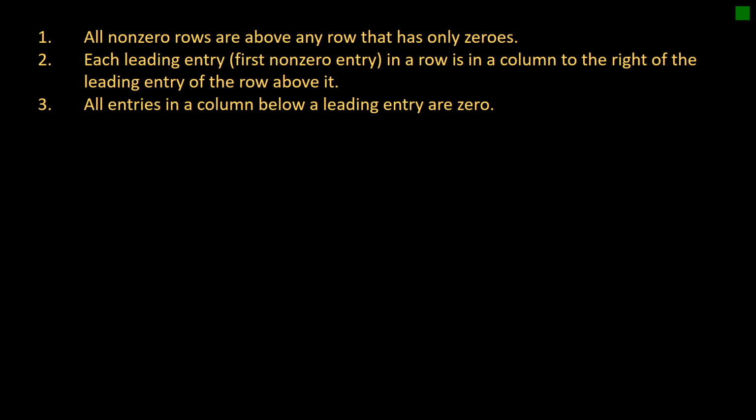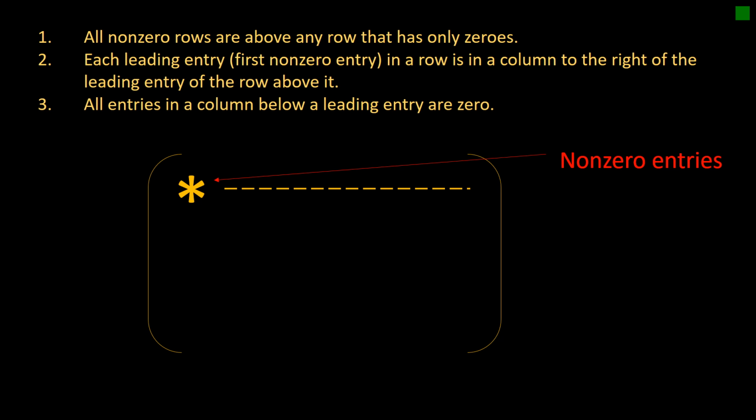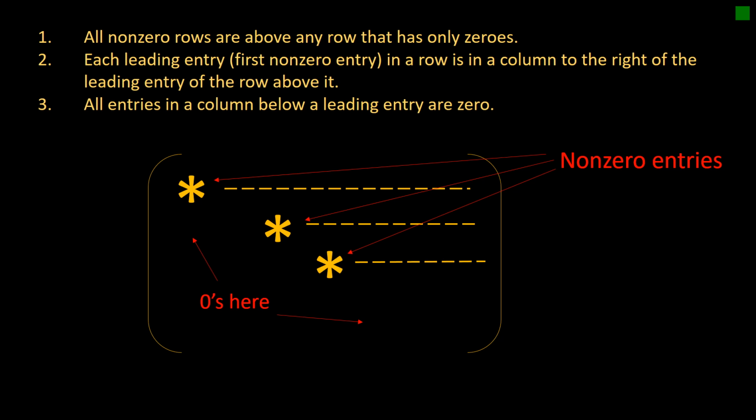All right, so let's put these three up here, and let me draw a little picture for you. I'm going to start with a matrix, and here's the first row. That asterisk will mean a non-zero entry, and then the dashed line means maybe some of those are 0 or some of them are non-zero. Then in the next row, we have to move over to get to the first non-zero entry, the first asterisk. And then another one, we move over again. And look, we just have zeros down here.